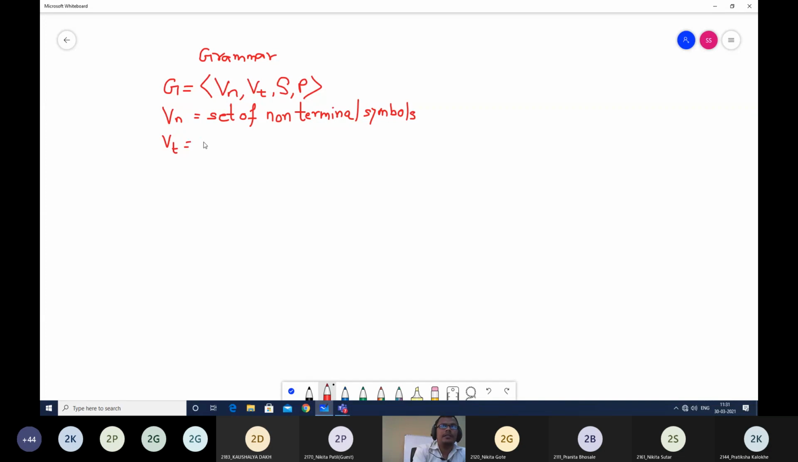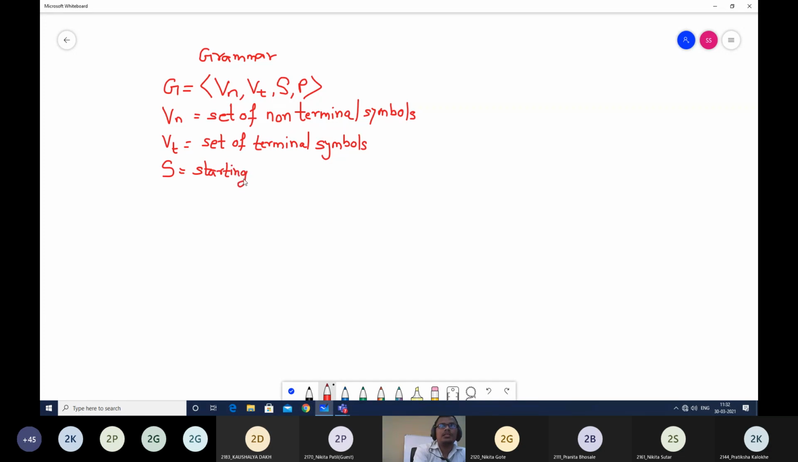Then second, we have VT. VT is the set of terminal symbols. These terminal symbols are nothing but our small case letters, or we can also say that these can be our digits 0 to n. Then we have one symbol S, which is basically the starting symbol of our grammar.